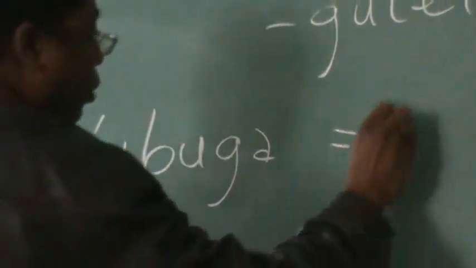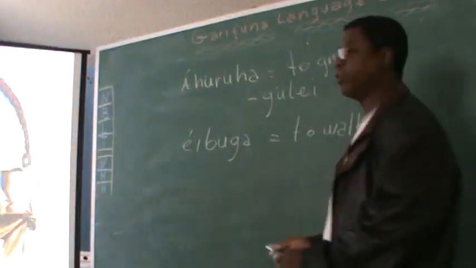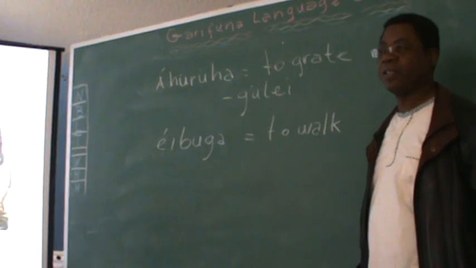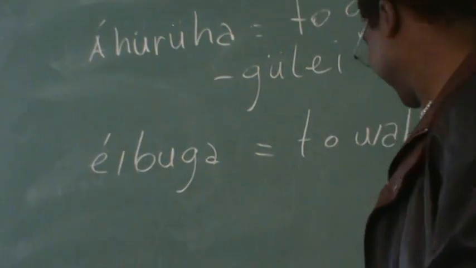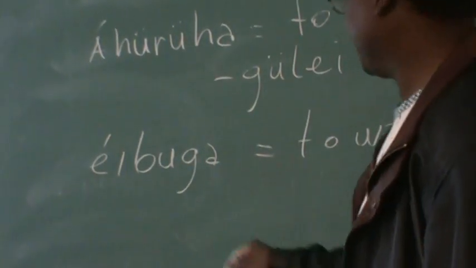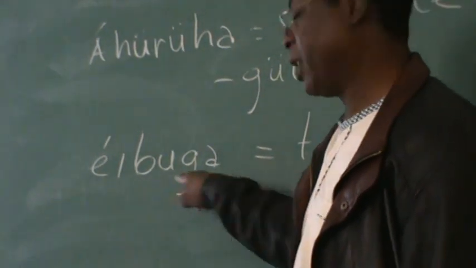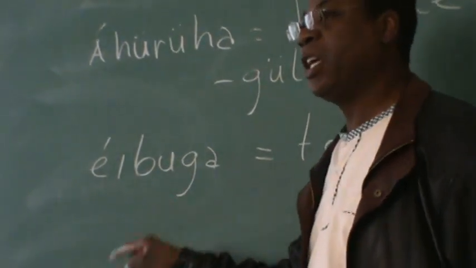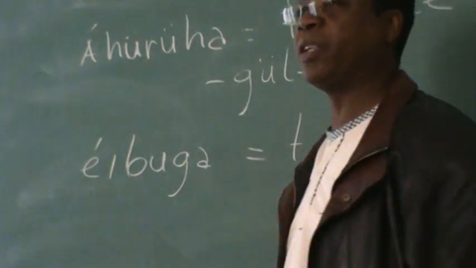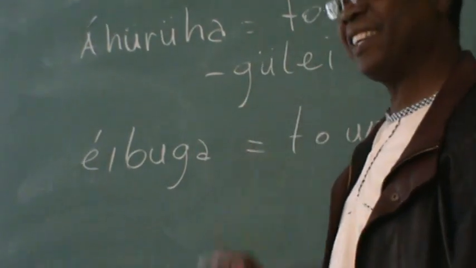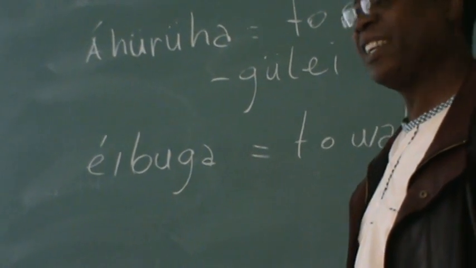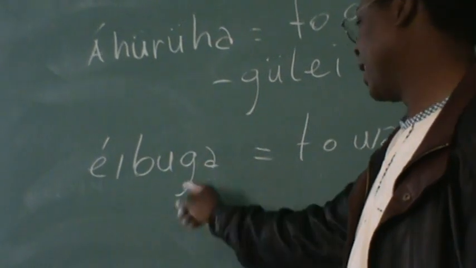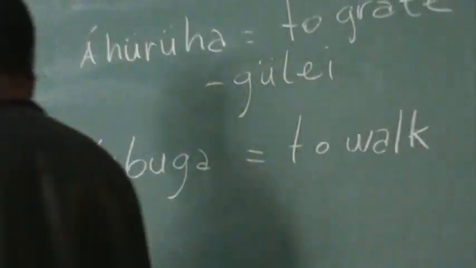Ebuga means to walk. How will you say walker? An instrument to use to walk with, not the person that walks. Pronounce this: Ebuga. So how will you say a walker? Something to aid you walking. Ebugule. Okay? You just add gule to it, and then you're telling me what it does. What about the name of the broom?